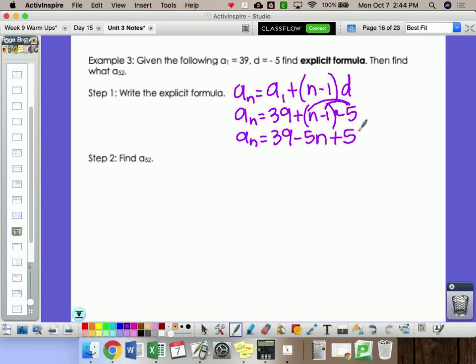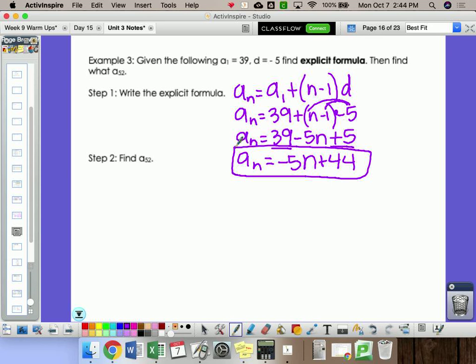Then I see that I have some like terms that can go together, giving me negative 5n plus 44. You must simplify that equation every single time. Distribute and combine your like terms.